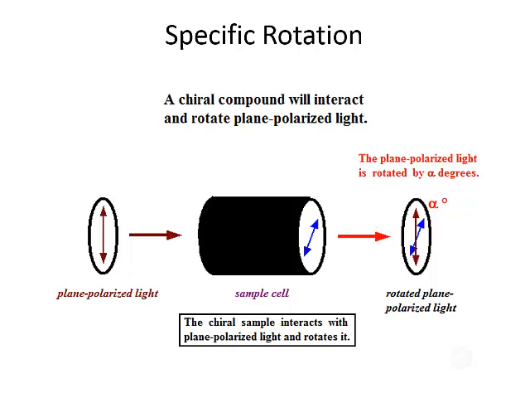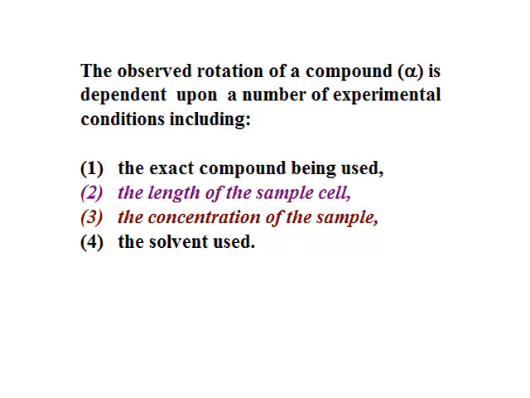That is a specific physical property of an enantiomer. And I'll relate it to stuff that we've kind of talked about along the way. So, first thing is, this is observed rotation. Alpha is in degrees. And we're going to measure alpha in lab on 3 separate occasions coming up. So, what's that experimental rotation dependent on? Well, the exact compound, the length of the sample cell, the concentration of the sample, and the solvent.